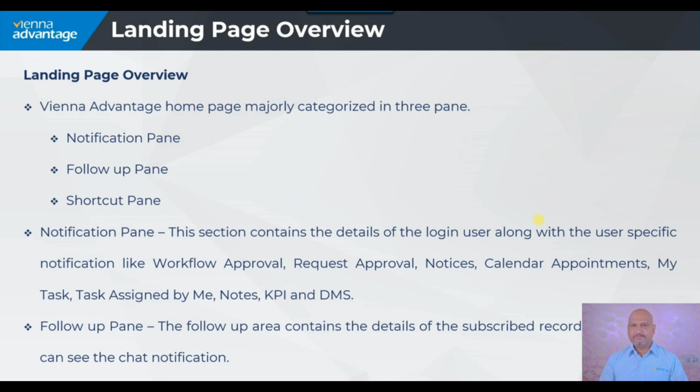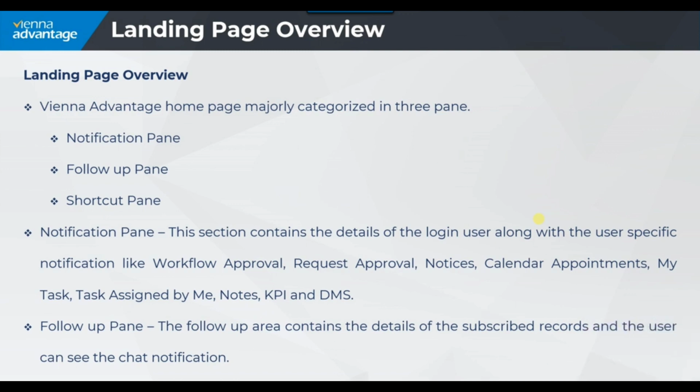So in this video we are going to see what all the main components of the Vienna Advantage landing page are. Now, the Vienna Advantage home page or landing page is majorly categorized into three panes: notification pane, follow-up pane, and shortcut pane. The notification pane is the section that contains the details of the login user along with the user-specific notifications like workflow approvals, request approvals, notices, calendar, appointments, my tasks, tasks assigned by me, KPIs, notes, and the DMS.